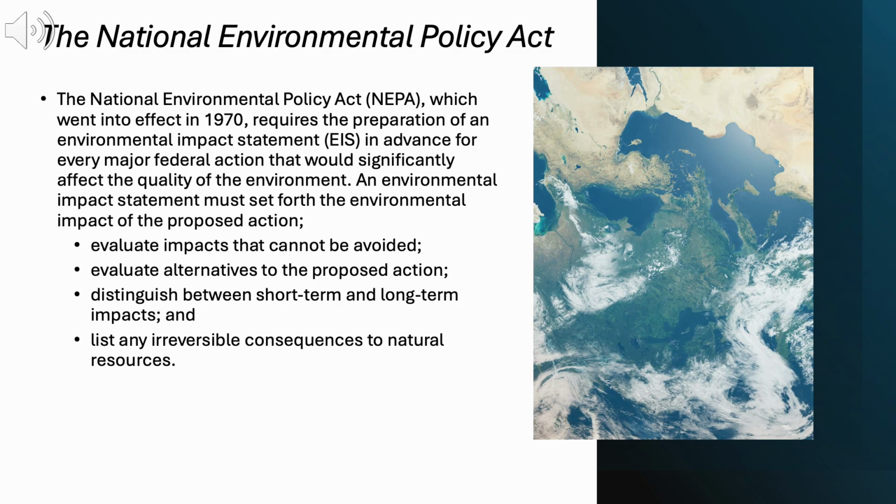The National Environmental Policy Act. The National Environmental Policy Act, NEPA, which went into effect in 1970, requires the preparation of an Environmental Impact Statement, EIS, in advance for every major federal action that would significantly affect the quality of the environment. An Environmental Impact Statement must set forth the environmental impact of the proposed action. Evaluate impacts that cannot be avoided. Evaluate alternatives to the proposed action. Distinguish between short-term and long-term impacts, and list any irreversible consequences to natural resources.